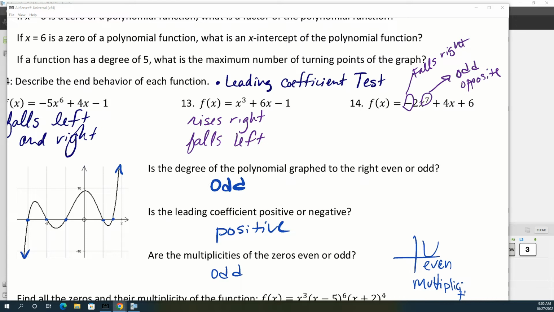So you see that there's an odd degree, so they're going to go opposite directions. That leading coefficient is negative, so I know it falls on the right. So it's going to do the opposite on the left.